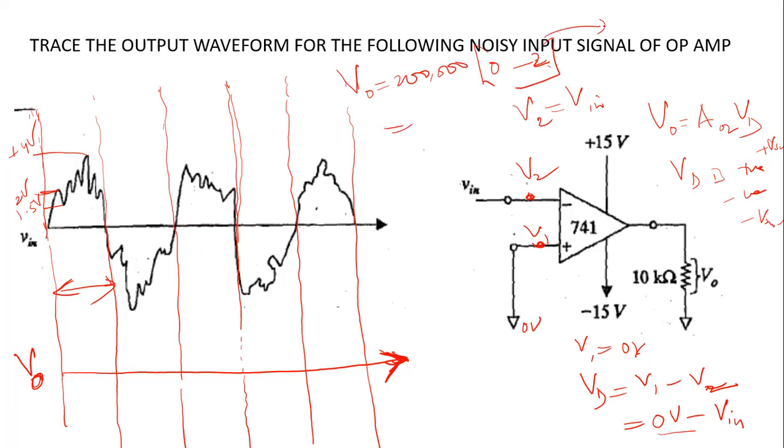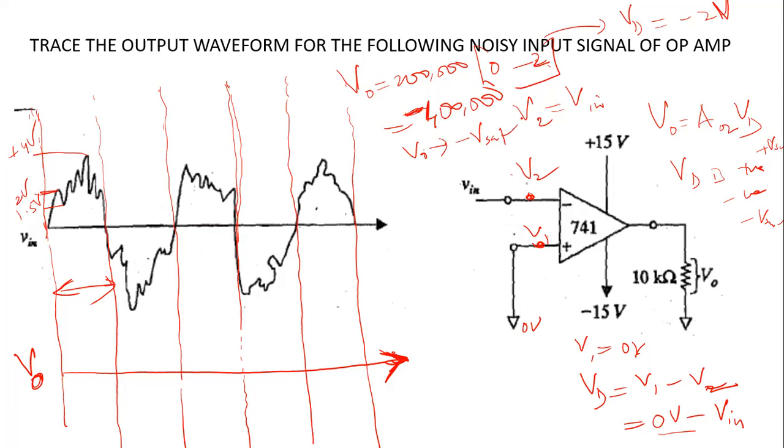That means your VD, the difference voltage, is minus 2 volt. If you multiply minus 2 volt with this 200,000, then what you get here is minus 400,000. So the output voltage will tend to go to minus 400,000. But as I said from the beginning, the DC power given to this op-amp is plus 15 volt and minus 15 volt. You cannot exceed that voltage. So instead of going to minus 400 volt, the output voltage will go to negative V saturation.